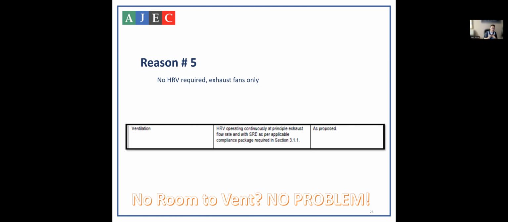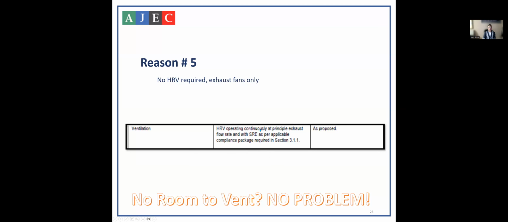Now, as an energy advisor, I do not recommend that you not install an HRV. It's really important that you include an HRV in your home, because that's your fresh air machine. That's the only way to guarantee fresh air 24/7. But in a townhouse development or a stacked townhouse development, it is very challenging to vent HRVs, and those are scenarios where you could consider not installing one. And this is allowed under the energy modeling performance compliance.